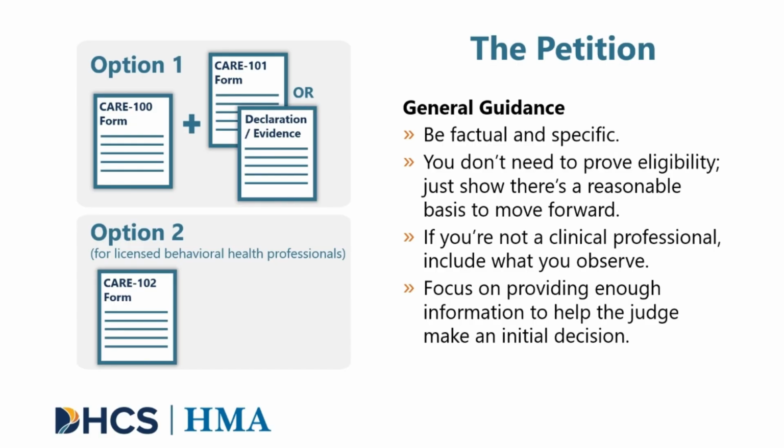Let's look at option 2, which is a streamlined process for licensed behavioral health professionals. Use this path if you are a licensed behavioral health professional, which could include members from the county behavioral health agency. Fill out the CARE 102 form. This combines both the petition and the declaration from the licensed behavioral health professional into one document. Like the CARE 100 and CARE 101, it allows you to describe what you've observed and why you believe the person may be eligible for CARE.